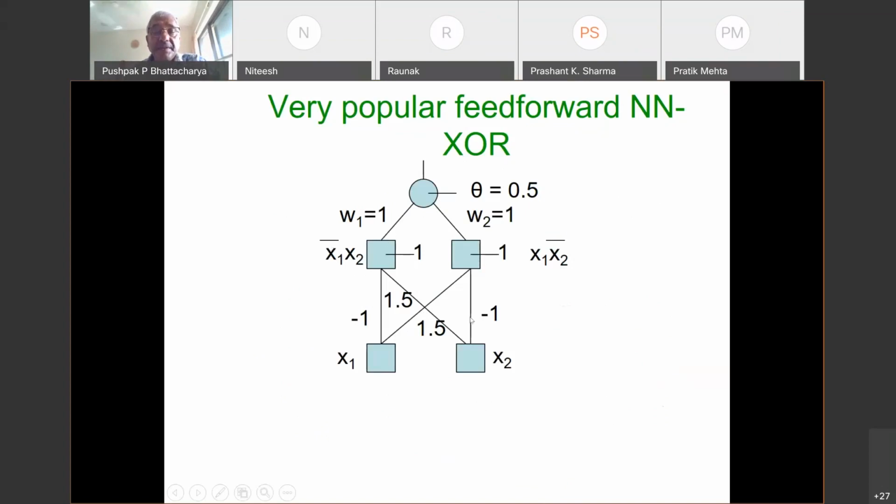So the XOR network is computed by this kind of architecture, where in the hidden layer we can compute x1 bar x2 and x1 x2 bar and OR them, or the outputs in the outermost layer.